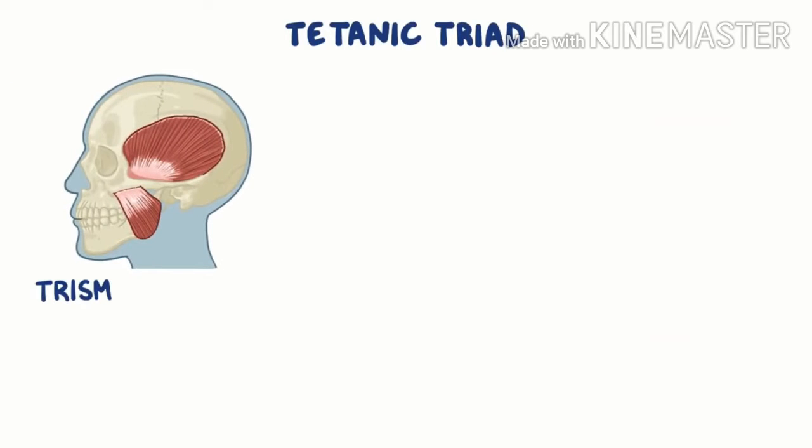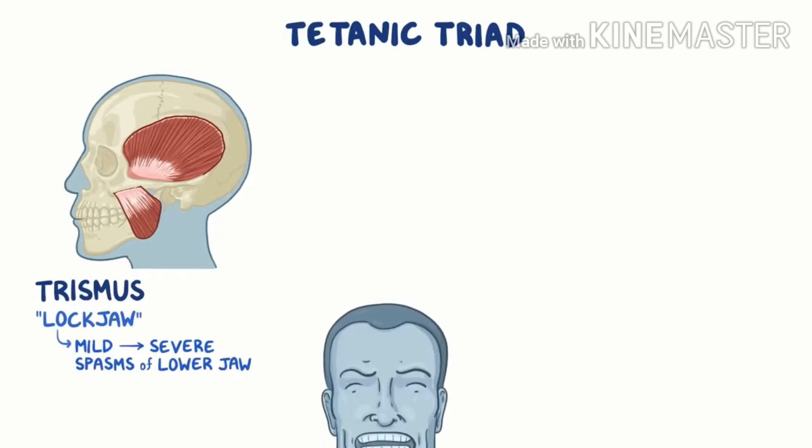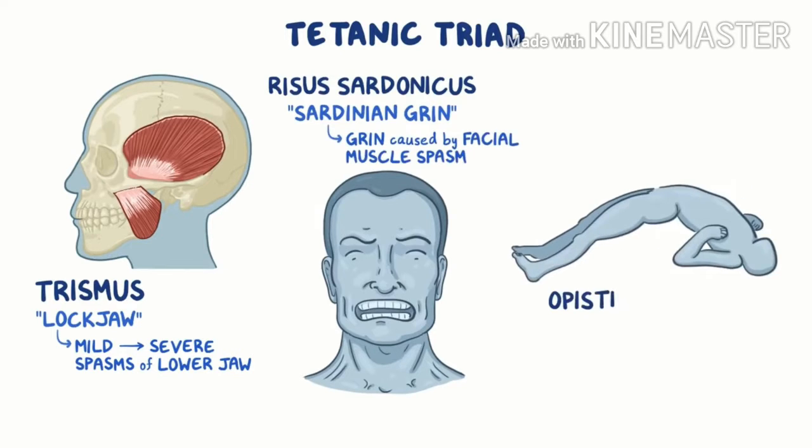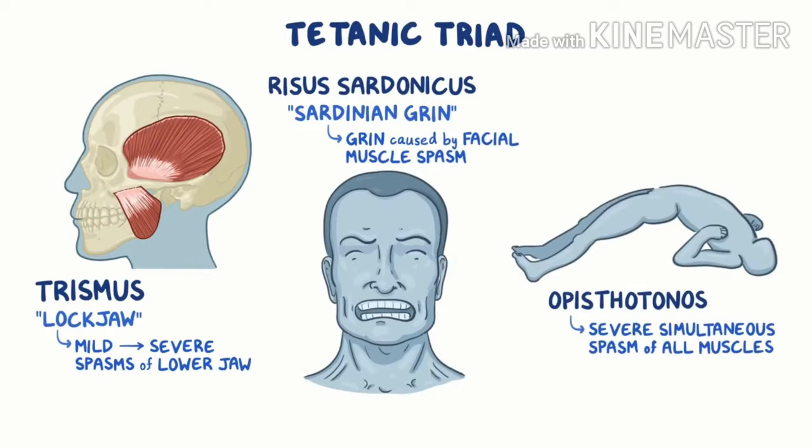The classical tetanic triad of symptoms involves trismus, or lockjaw, which are mild to severe spasms of the lower jaw, risus sardonicus, or Sardinian grin, which is an abnormal-looking sustained grin caused by facial muscle spasm, and opisthotonus, which is a severe spasm of all muscles in the body simultaneously, resulting in a high arched back and patient resting on his heels and the back of his head.